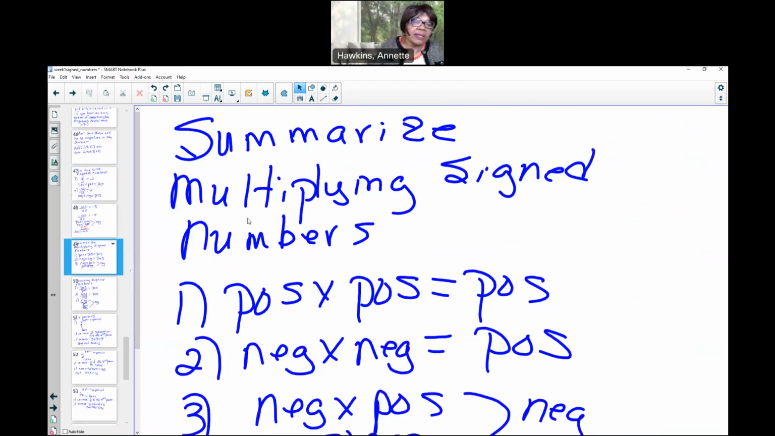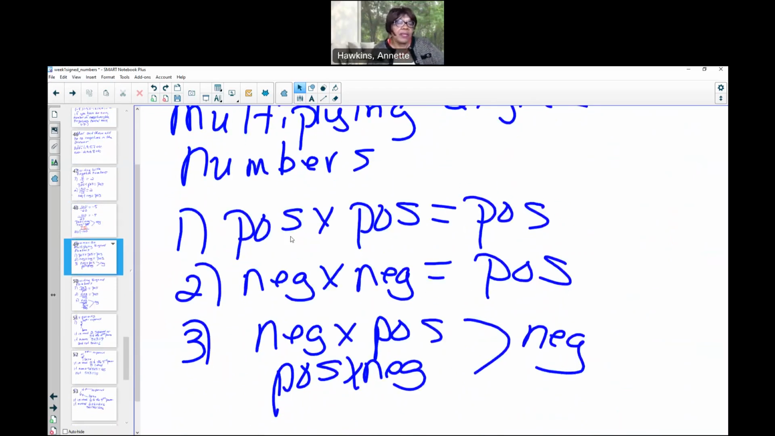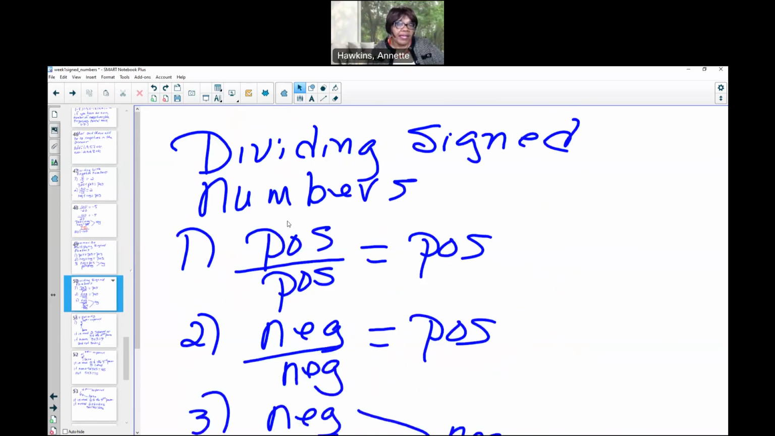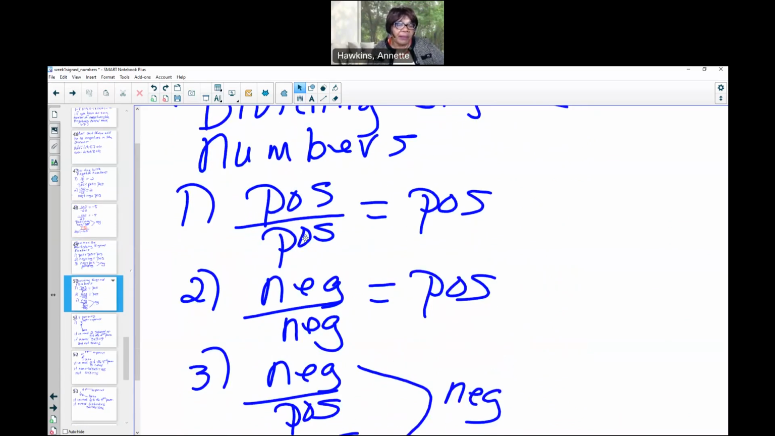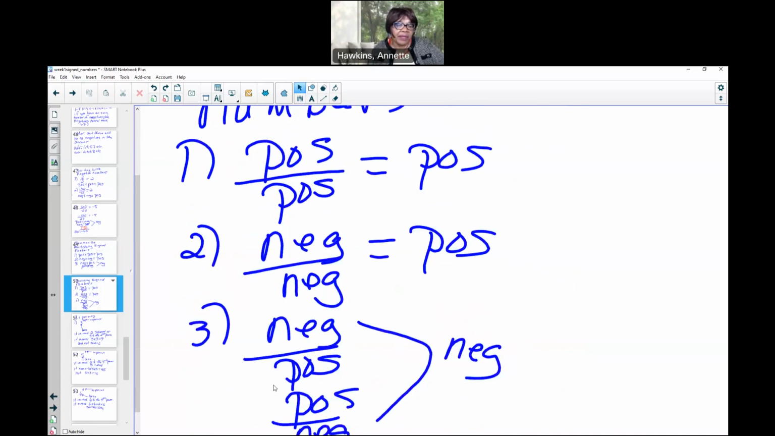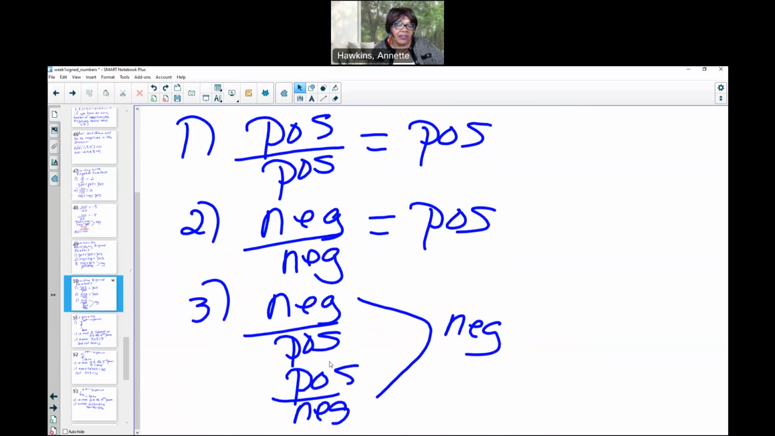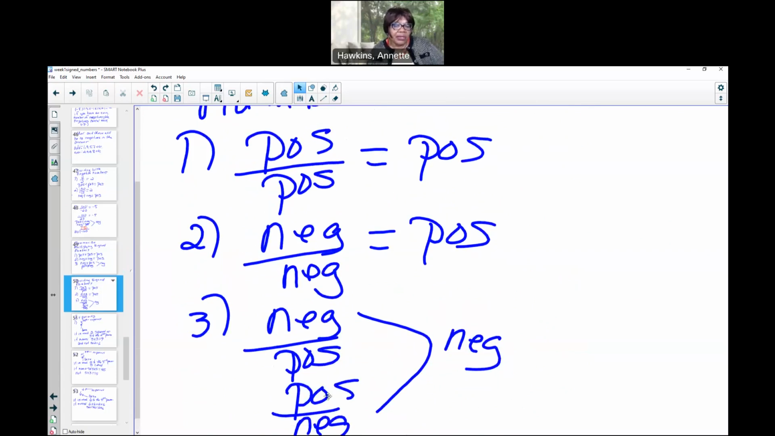So let's summarize. Multiplying signed numbers. A positive times a positive is a positive. A negative times a negative is a positive. A negative times a positive, or a positive times a negative, is a negative. Dividing with signed numbers, positive divided by positive is a positive. Negative divided by negative is a positive. Negative divided by positive, or positive divided by negative, is a negative. Okay, notice here you have an odd number of negatives, so this is why this is negative. Even number of negatives here.